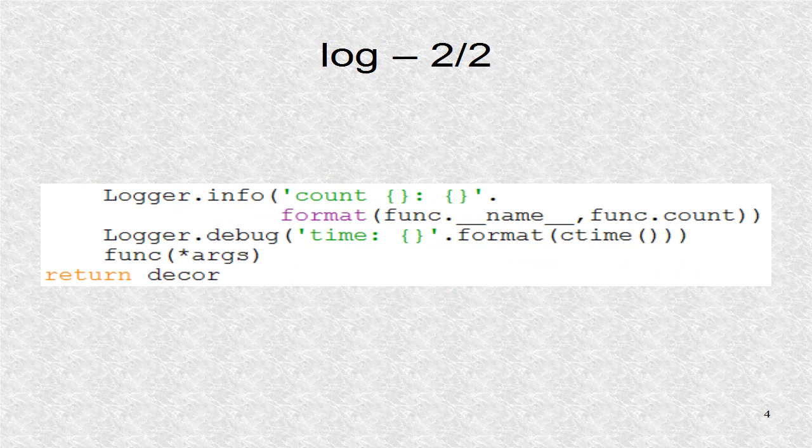Next, it outputs some log statements. These logs are sent to console as well as a text file. The original function is executed in statement func *args.